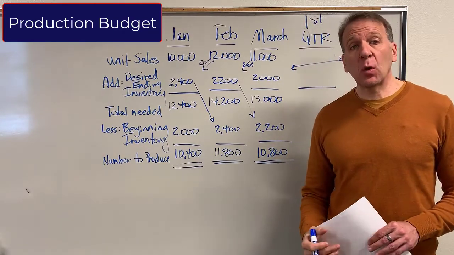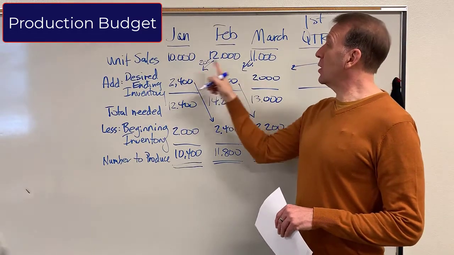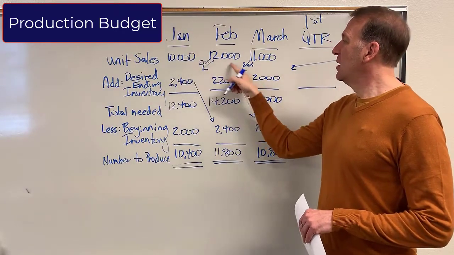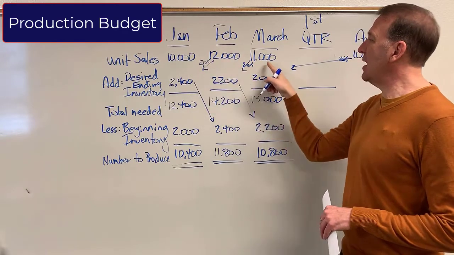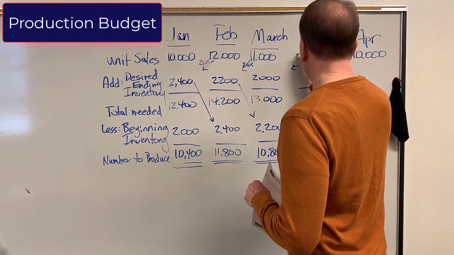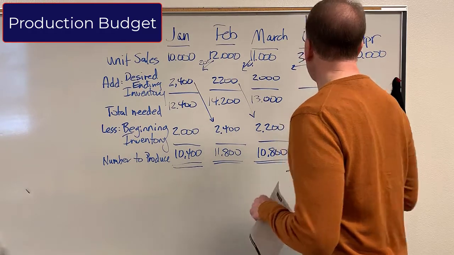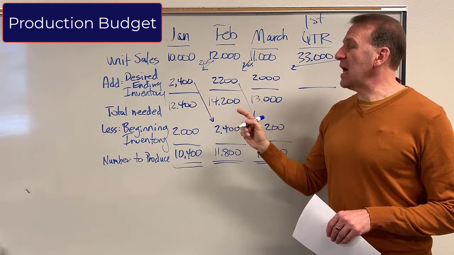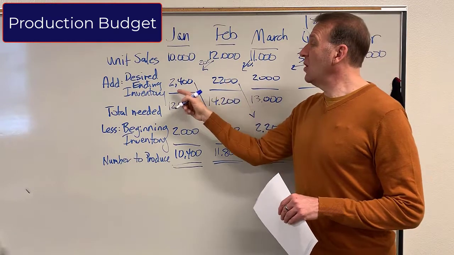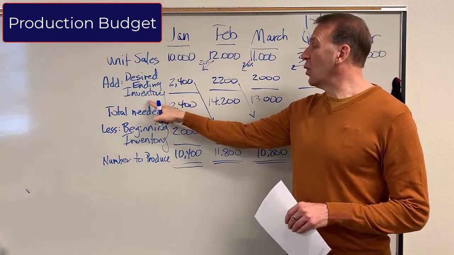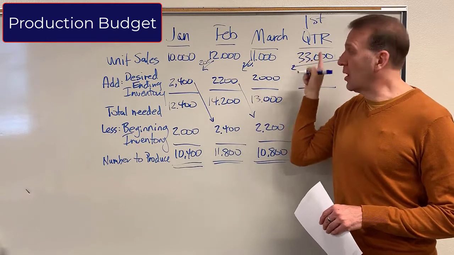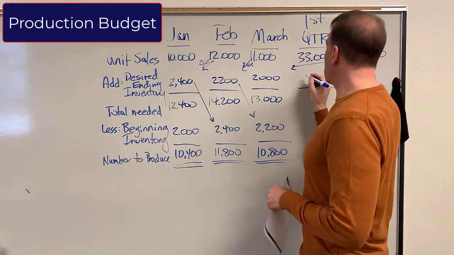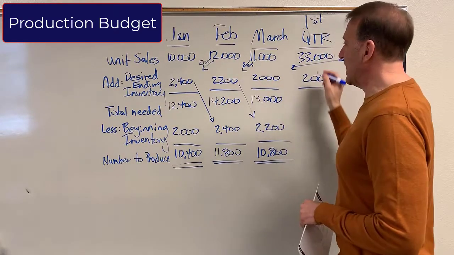Now, let's take a look at the quarter in total. For the first quarter, January 1st through March 31st, we add up our total sales: 10,000 plus 12,000 plus 11,000 gets us 33,000 bags of chips. Now we add our desired ending inventory. We wouldn't add all these together, because our desired ending inventory for the quarter is 2,000, since the end of the quarter is March 31st. Now I can add these two together.